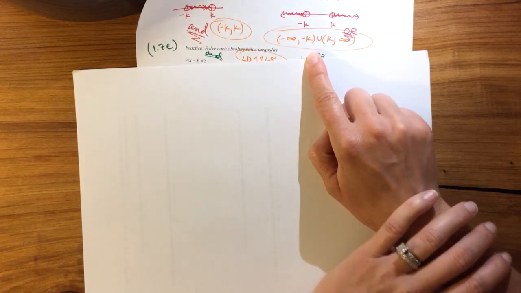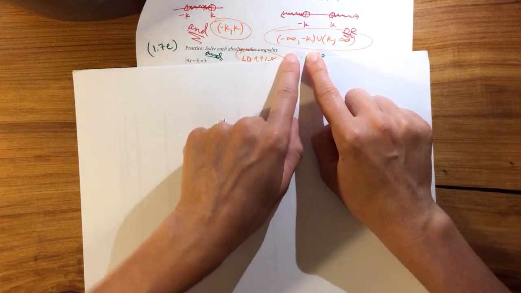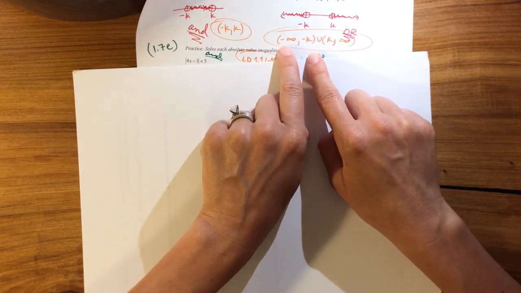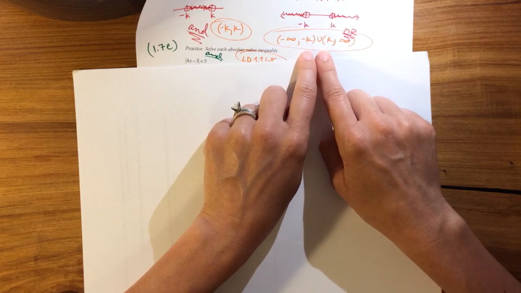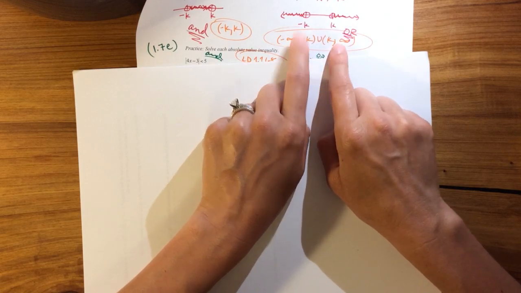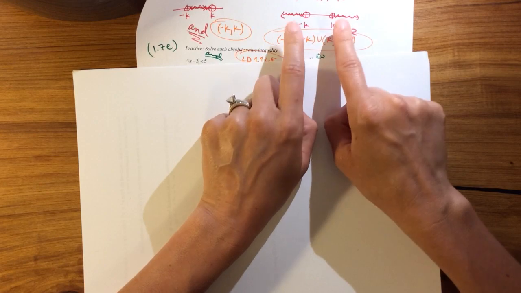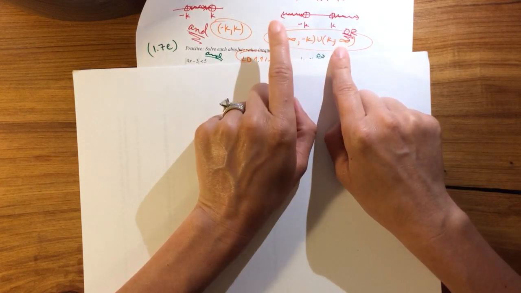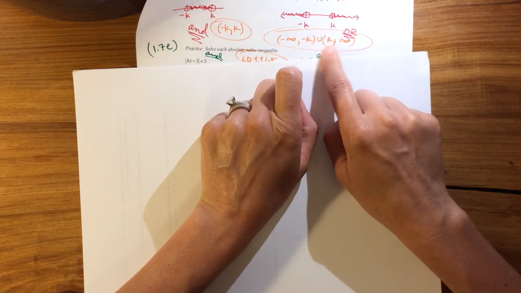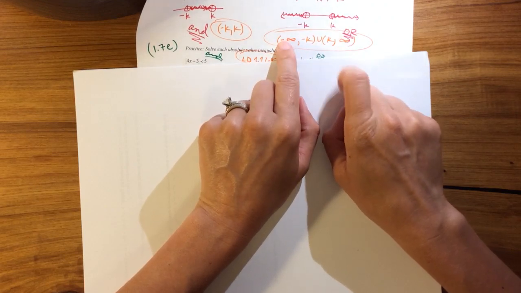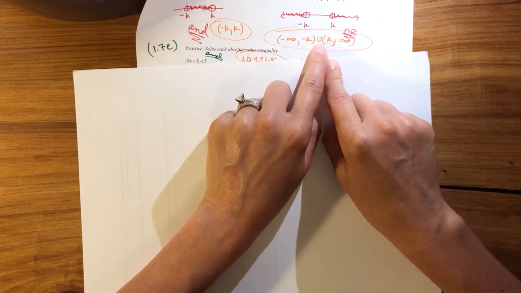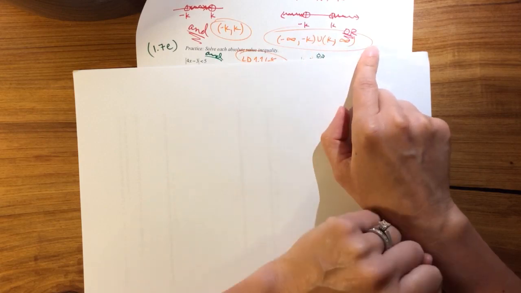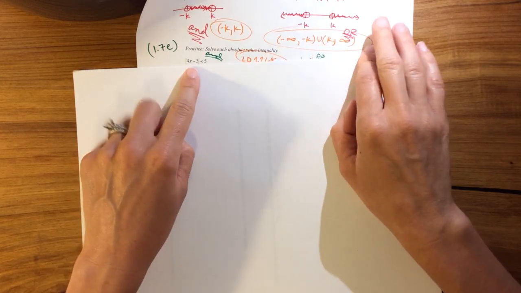So then we have the interval from negative infinity to negative k, union k to infinity, right? The interval representation of the graph. And again, remember this is like A to B union C to D, or x1 to x2 union x3 to x4.